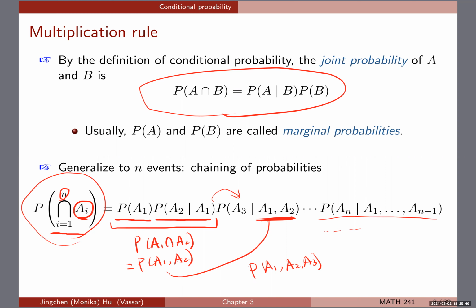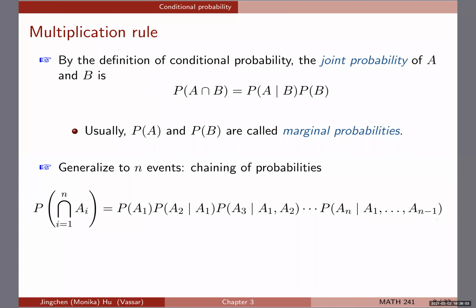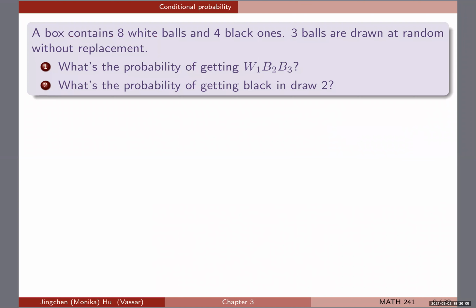I will also mention that here, the ordering of A1 through An is pretty arbitrary. In a particular exercise, which we're going to turn to now, you will have to figure out how you want to do the chaining. All right, so the example that I want to introduce is here.